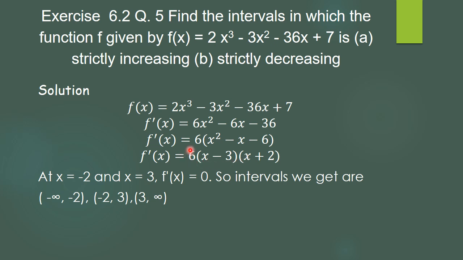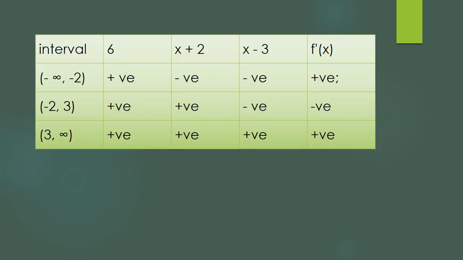In this case, we write the intervals on one side and the values of 6, x − 3 and x + 2 will be calculated separately for each interval, and then we'll calculate f'(x). Here we have prepared the intervals: −∞ to −2, −2 to 3, 3 to ∞, then 6, x + 2, x − 3, and then f'. f' means the product of all these three. 6 is positive, it doesn't depend upon the values of x, so it is going to be positive for all three intervals. So we have written positive, positive, positive.